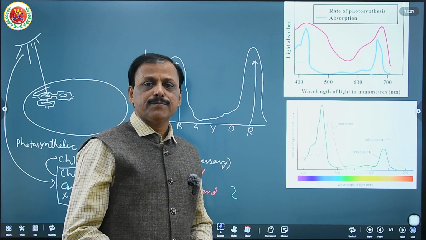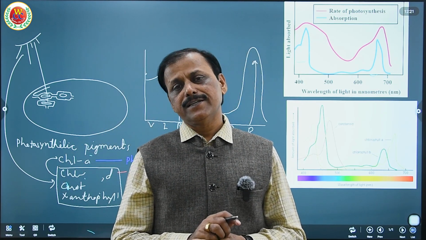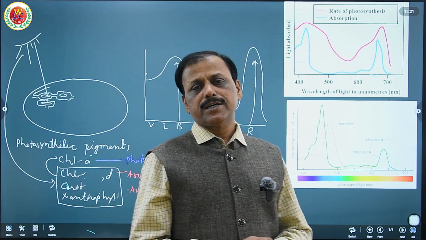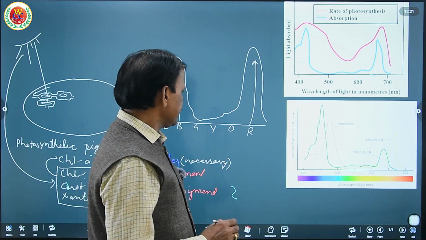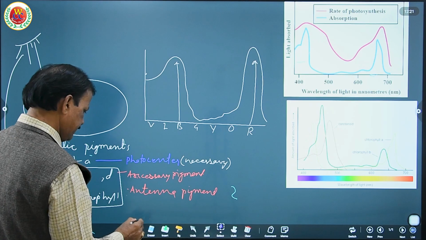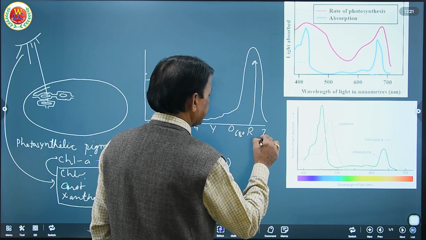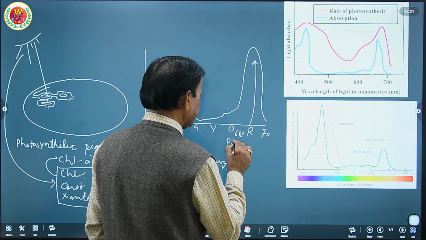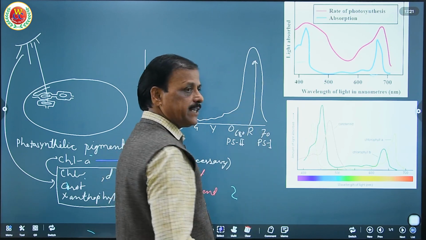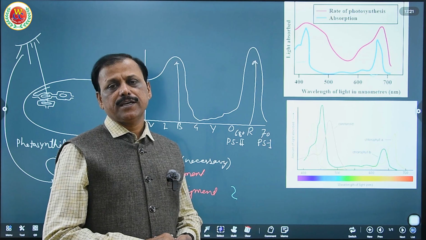That means pigment system PS 680 and pigment system 700. These two pigment systems are very active in converting light energy into chemical energy, which lies between 680 and 700. That is PS2 and PS1, where this light energy is maximally absorbed and used to produce chemical energy.